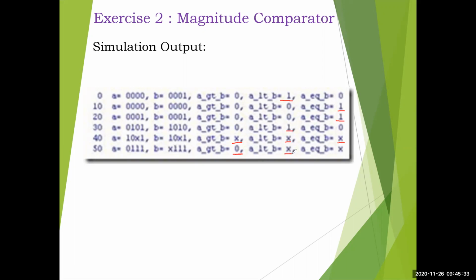Greater than does not play any role, that's why it is made 0 here, and the remaining two are made x. You could not predict either one, it will be 0 or 1. A greater than b is not possible here. If x takes 1 it will be less than, if it takes 0 it will be equal. Greater than does not play any role, that's why it is kept 0. Hope you understood this. So this is the magnitude comparator.